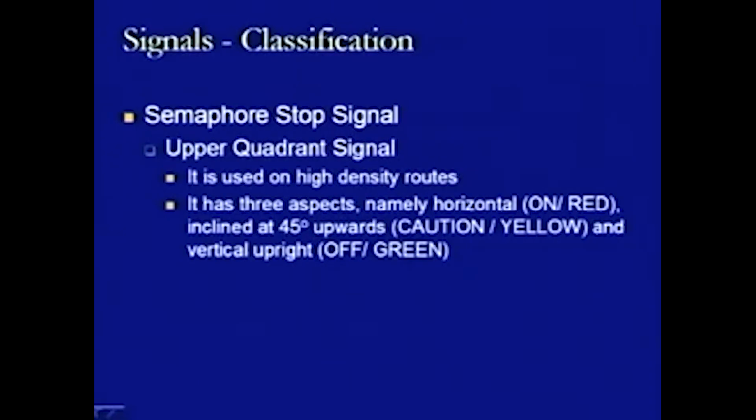In the case of the lower quadrant, most of the time we have not provided this vertically downward condition because it becomes just synonymous to the rail post, and therefore, at times the driver may find it difficult to understand. The driver will not know where the downward arm of the signal is, and that is why in the case of high density routes the upper quadrant signal becomes more efficient as compared to the lower quadrant signal.